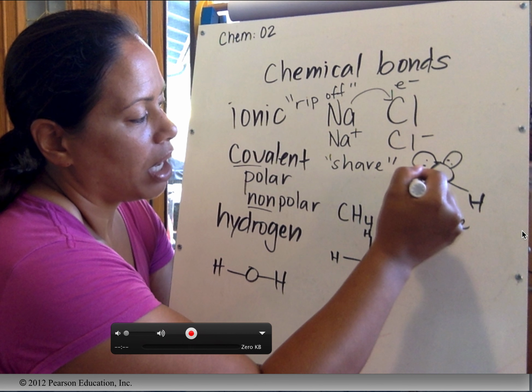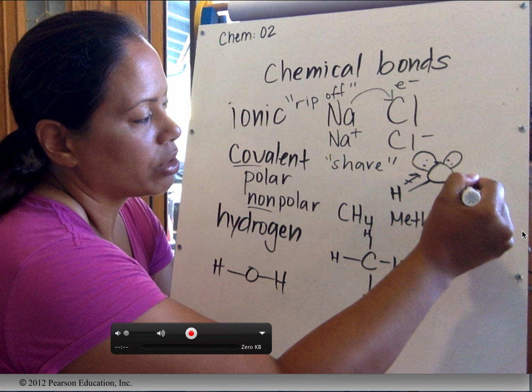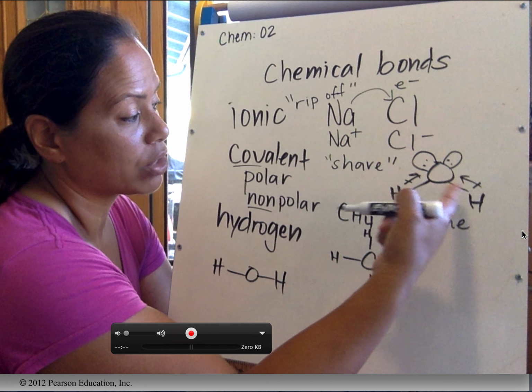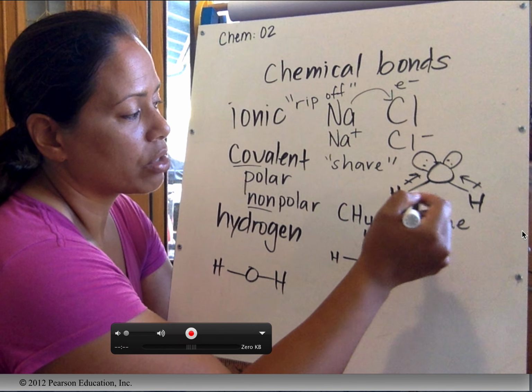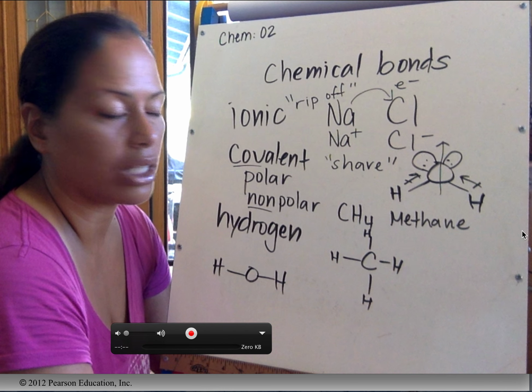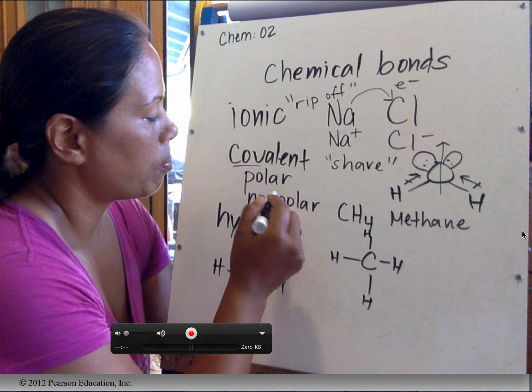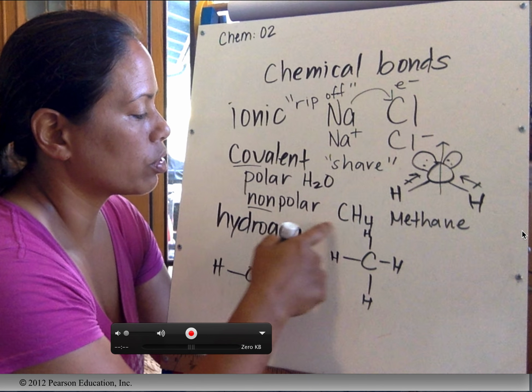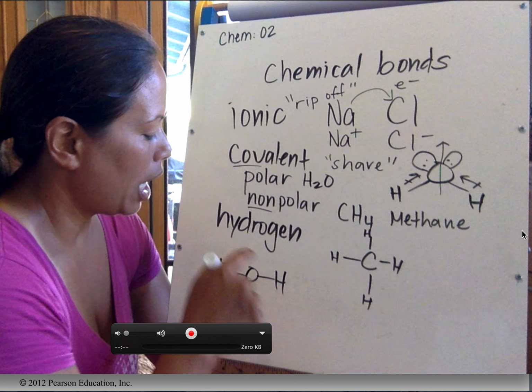And what happens is oxygen is a little more electronegative and it pulls the electrons more tightly towards itself. So there's a little polarity and movement with a net direction with that arrow. So polar covalent, best example is water. Nonpolar covalent, methane.